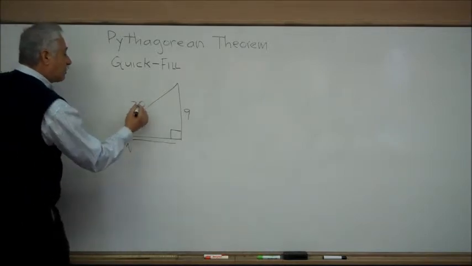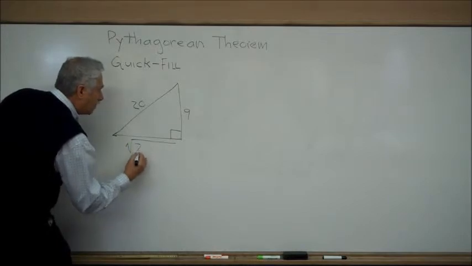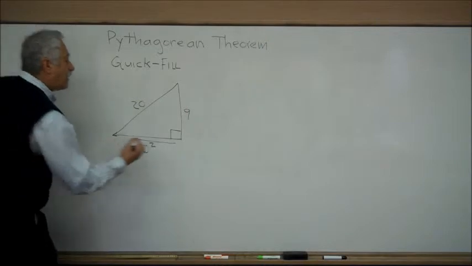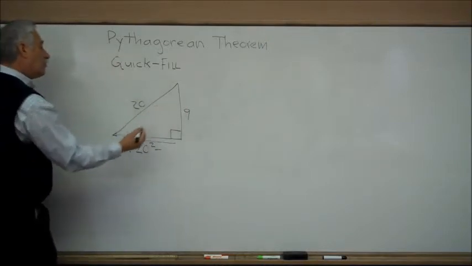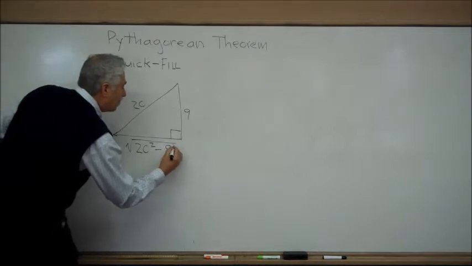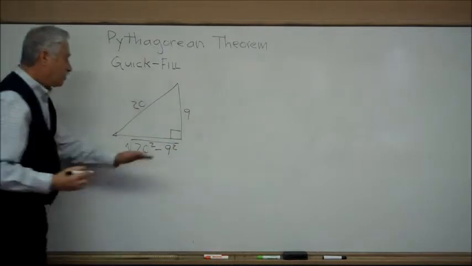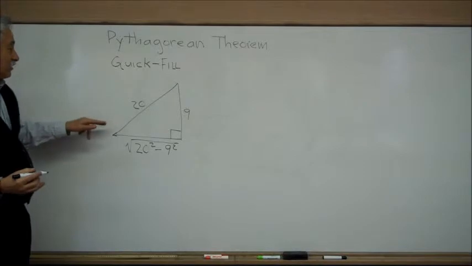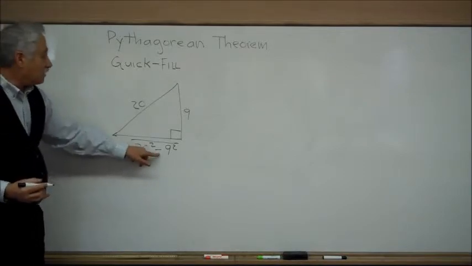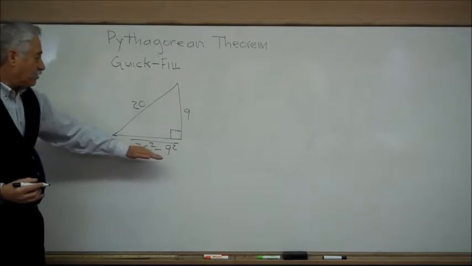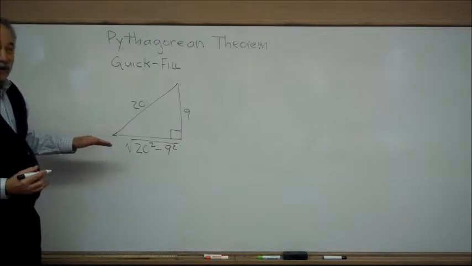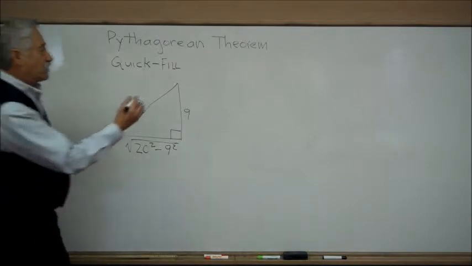You have to make sure that the first term is the hypotenuse, 20 squared. And then you subtract because you're looking for one of the two legs. And you write 9 squared. This almost looks the same as the quick fill for the hypotenuse. The difference is you start with a hypotenuse and you subtract. Remember that difference, and you can always quickly fill in the missing side of any right triangle. Another example.